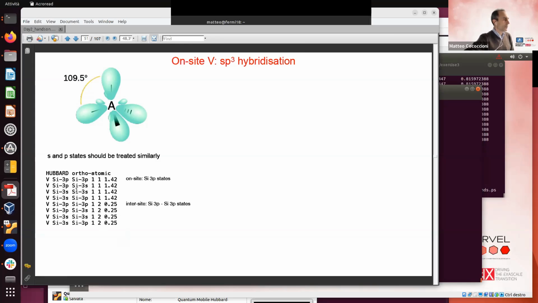And then this means that I'm putting the V between the 3p states of the first atom, 3p and 3s, 3s and 3s, and 3s and 3p. Okay.